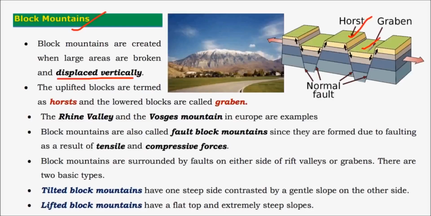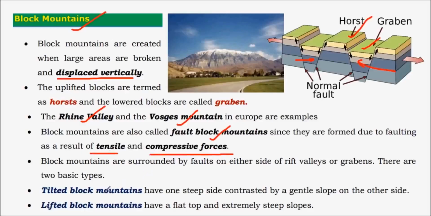Or in certain cases, when two crustal masses are pushing against each other due to compressive forces, there is a chance that part of the Earth's crust might get elevated, giving rise to a plateau-like structure. It is called a horst. And the best examples for these kinds of mountains are the Rhine Valley mountains and the Vosges mountains. We are talking about the Vosges mountains, that is the mountains in the eastern part of France. These are called fault block mountains because faulting takes place in them. They are mainly caused by tensile as well as compressive forces.